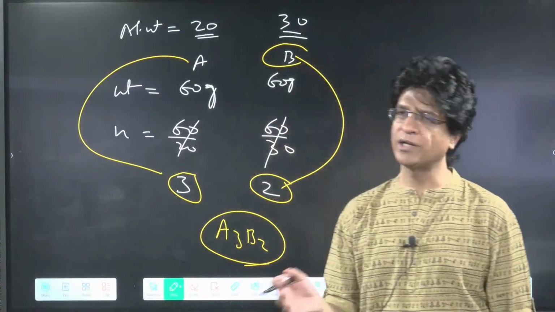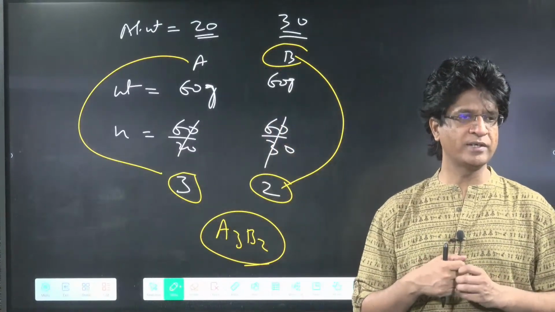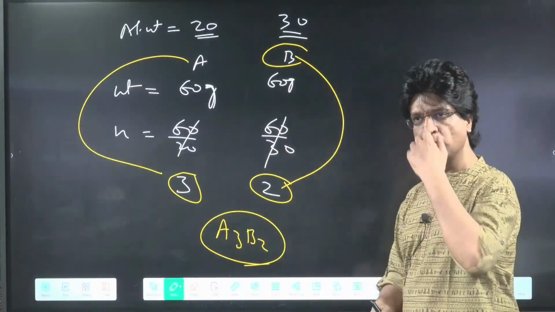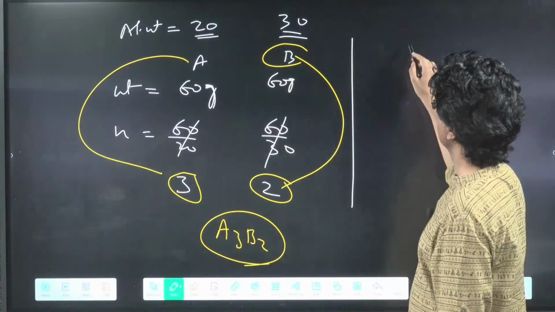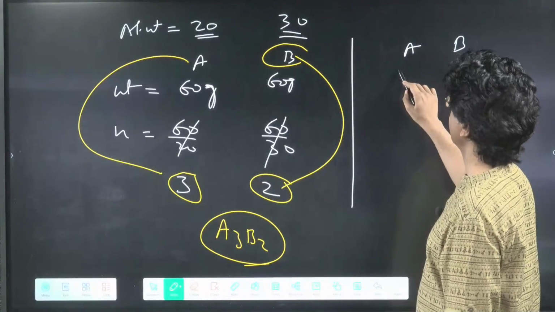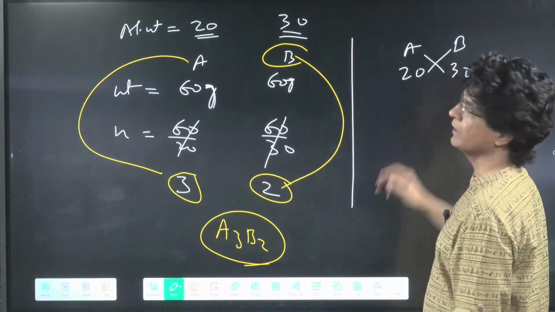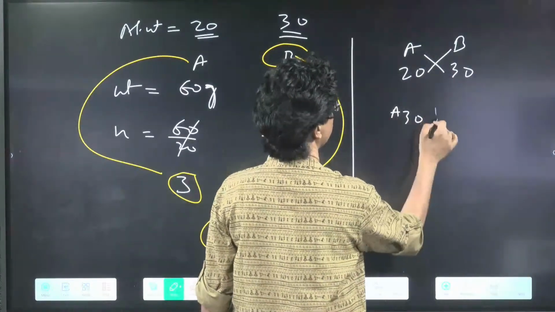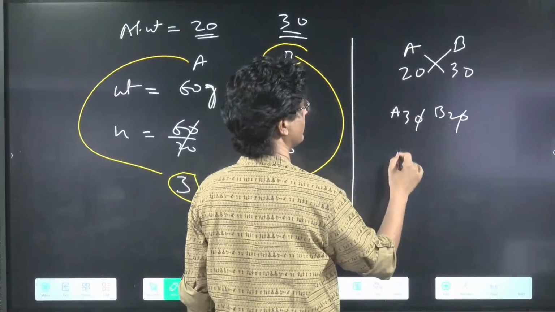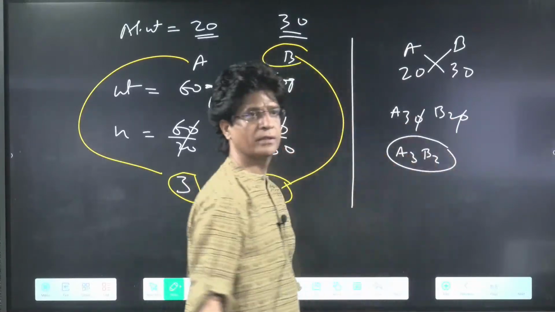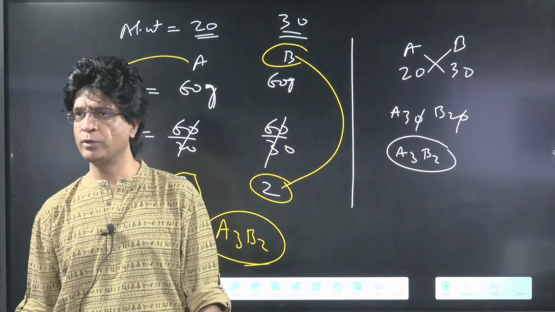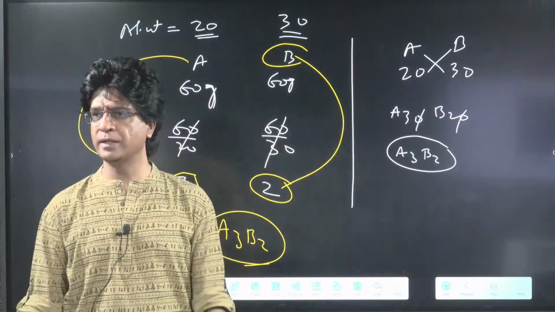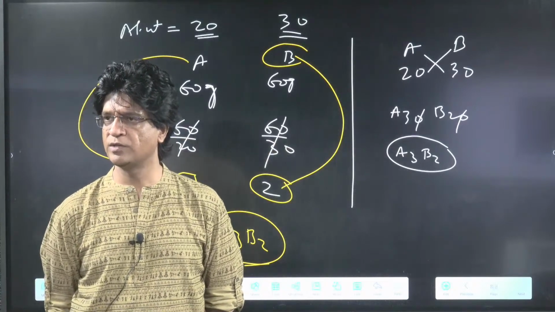Some of the students are saying that I have taught them earlier that there's a trick for when they give you equal weight. Rather than doing this, you can do one trick: they give you A and B, you take the atomic weights 20 and 30 and then cross multiply. Whenever they give you equal weight, this will become A30, B20. Now simplify that and you get A3, B2. Are you getting it? You can do it that way also. Rather than doing this, when they give equal weight, cross multiply by their atomic weights. Got it?